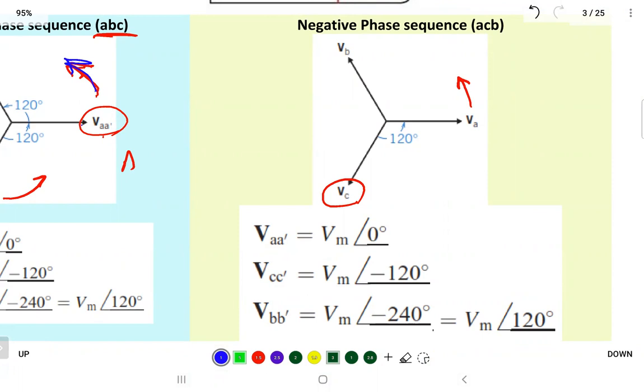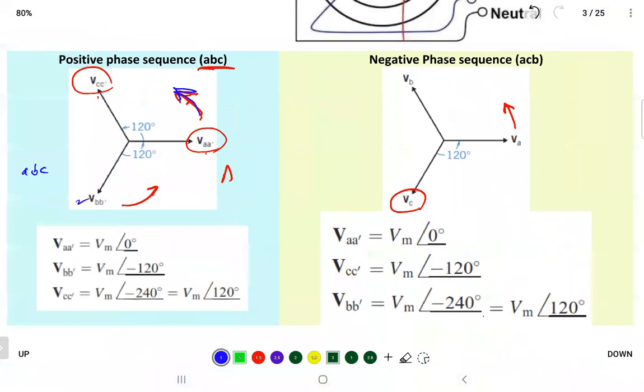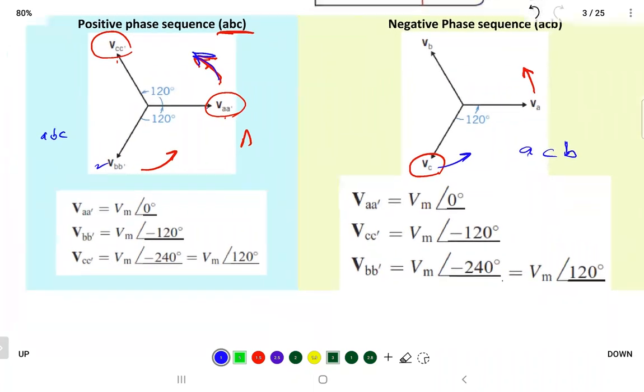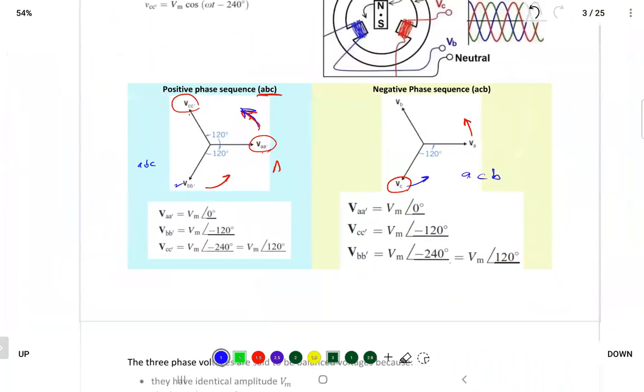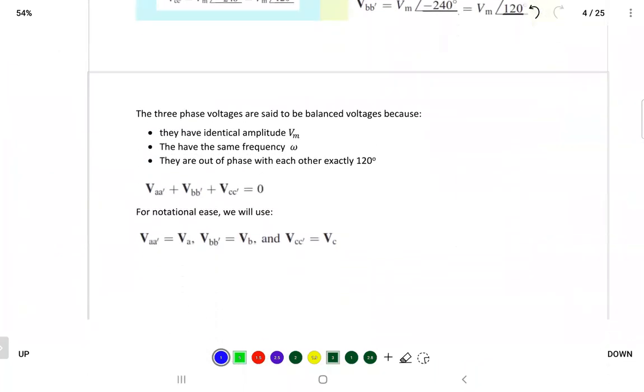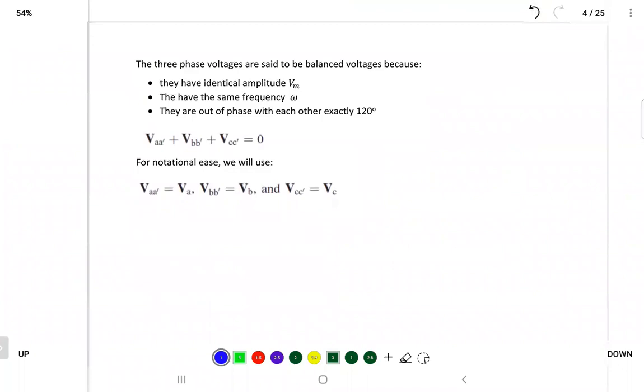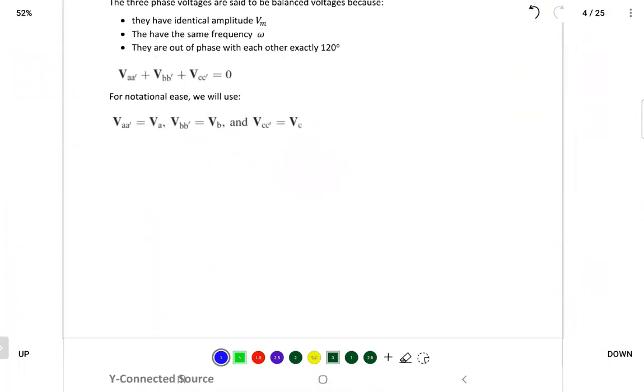Now if you continue taking the same reference and you're moving phase A, you'll find phase C coming behind. So you say A, C, and you continue moving C, you'll find B. So that would be ACB. That would be the negative sequence. So that's both sequences that we have in a three-phase system. And as we explained, when it's balanced, the sum is equal to 0.